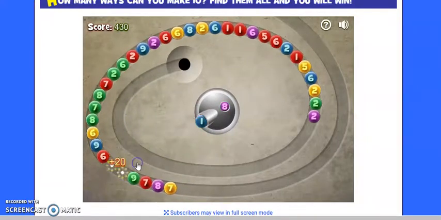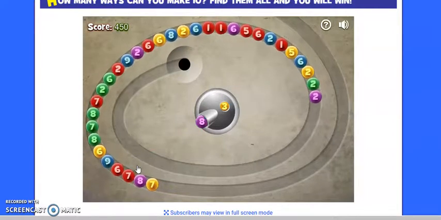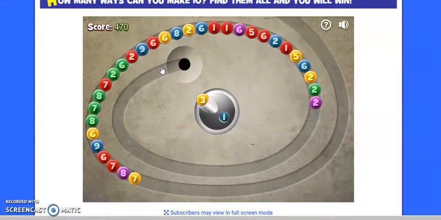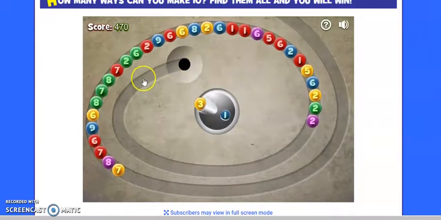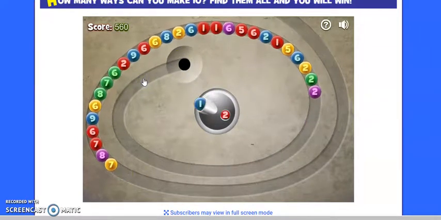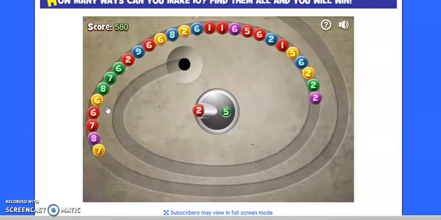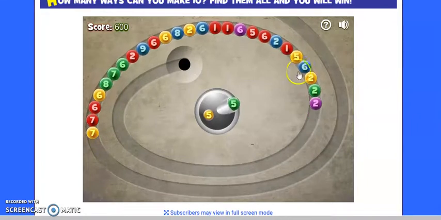Oh, that's an easy one. 5 plus 5 is 10. 1 plus 9 is 10. 8 plus 2 is 10. 3 plus 7 is 10. Ooh, I got a bonus there. 1 plus 9 is 10. 2 plus 8 is 10.